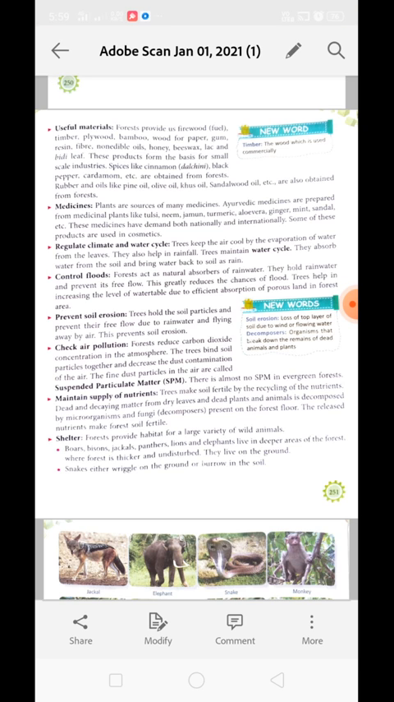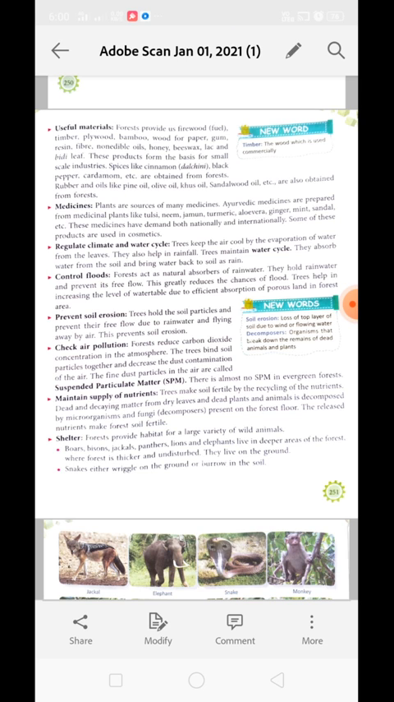Some of these products are used in cosmetics as well, and all these things we get from the forest. So it is important. Okay, regulate climate and water cycle. Forests are also playing a very important role in regulating water cycle and climate.